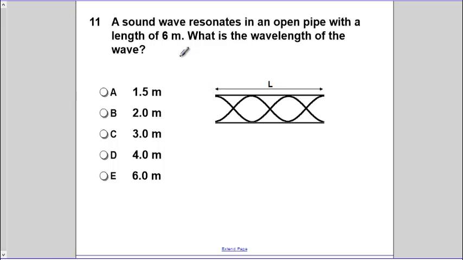Let's read this one. This tube is 6 meters in length. This contains 1, 2, 3, 4, 5, 6 quarters. So one wavelength would be 4/6 of the total length. What is 4/6 of 6? 4/6 of 6 is 4 meters. So lambda is 4 meters. Beautiful.